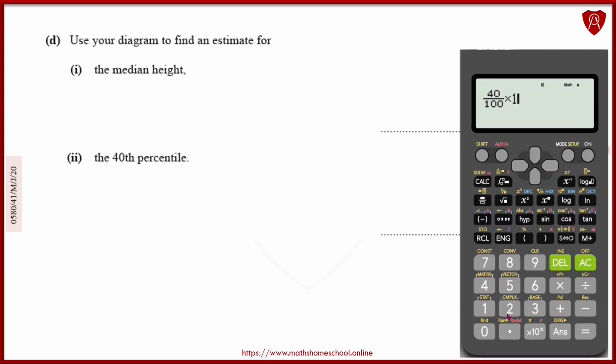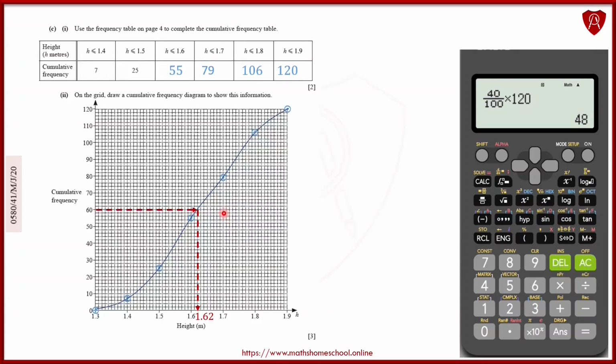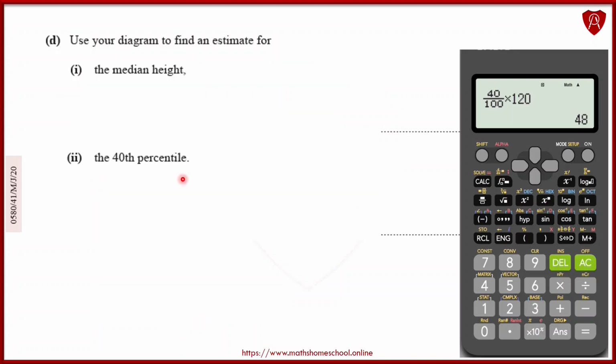40% of the total number of boys, 120, is 48. So the 40th percentile is the height of the 48th boy. We project 48 onto the graph, and on the height we find that it is 1.575. So the 40th percentile is 1.575.